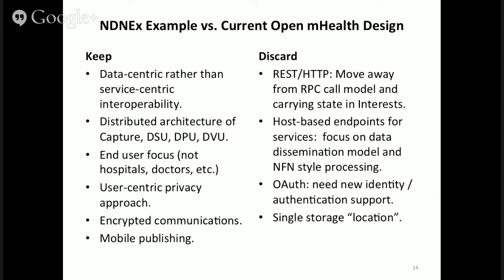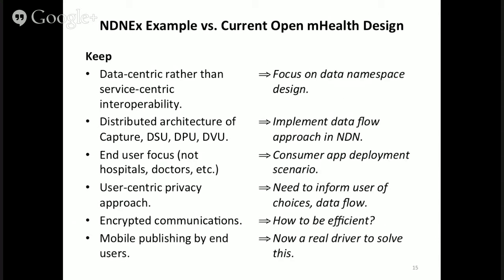We want to move from OAuth 2, which had been used in Homage for communication across components, and try to do something that's a little bit more suited to NDN and may relieve some of the developer pain around OAuth 2. And we want to get rid of the notion of centralized storage to some extent, at least as we evolve. And so what this might mean is that we do need to, of course, focus on data namespace design. Want to look at how we implement a data flow approach to this architecture of components in NDN.